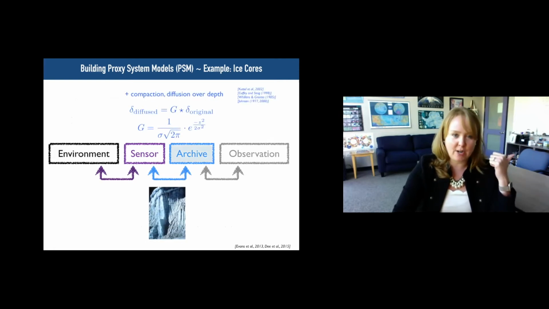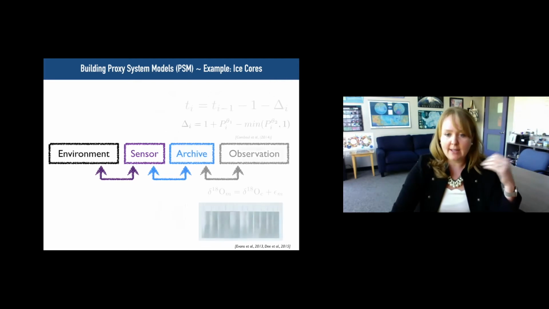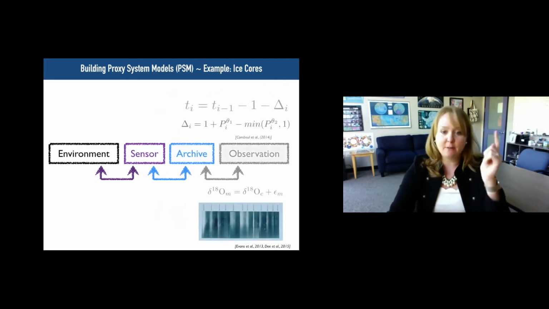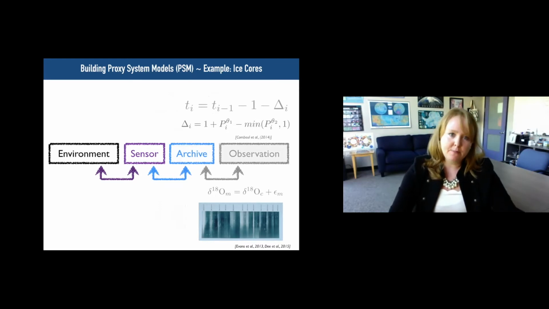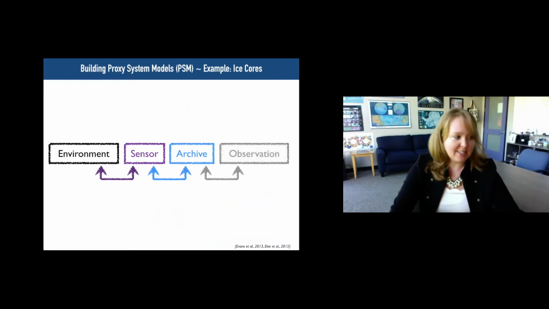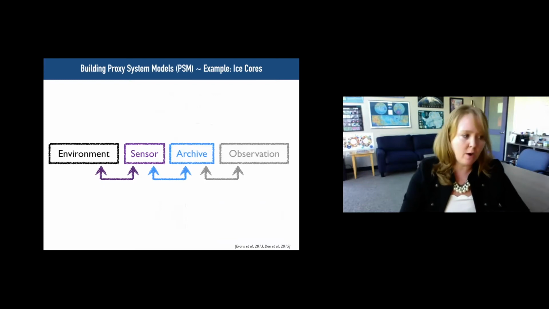We have to address densification and diffusion over depth in the core. And then finally, we have an observation model, which will mimic dating uncertainties that may arise due to layer miscount, for example. And we can also add some error term that has to do with the analytical uncertainty on our measurements that we make in the lab. Okay, so this is how we build a full proxy system model for any proxy type we want.